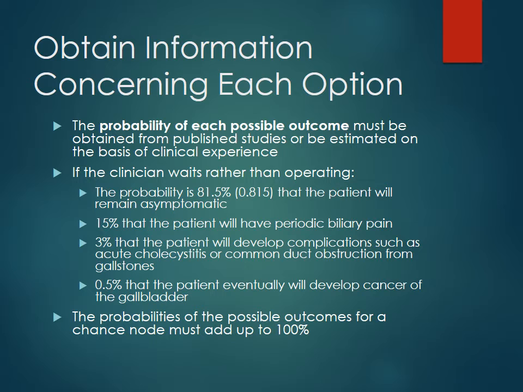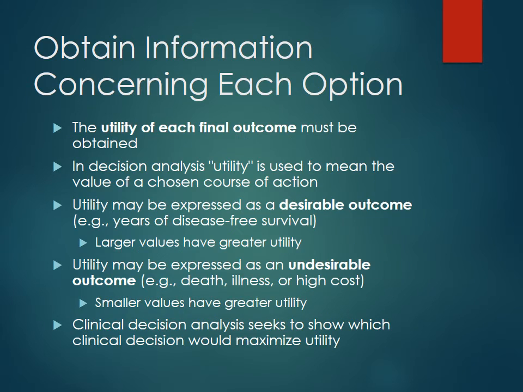So how do you divide those probabilities? The utility of each final outcome also should be obtained. In decision analysis, utility is used to mean a value of a chosen course of action. So utility can be expressed as a desirable outcome, such as years of disease-free survival, in which case larger values would indicate greater utility, right? Because you probably want your patients to live longer. And then utility can be expressed as an undesirable outcome as well. So in this case, when we were looking at the gallbladder situation, death was listed here. So smaller values probably have greater utility, right?